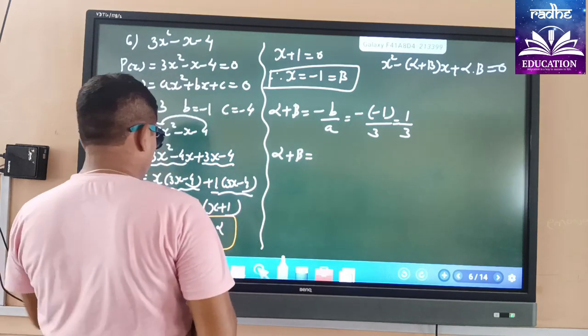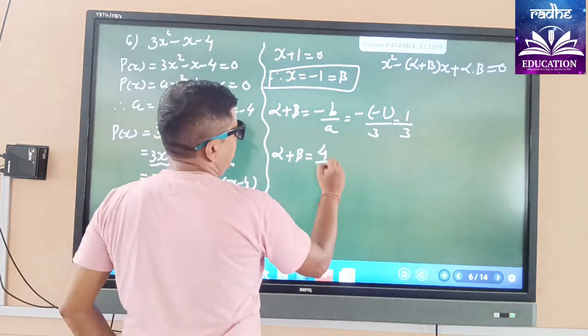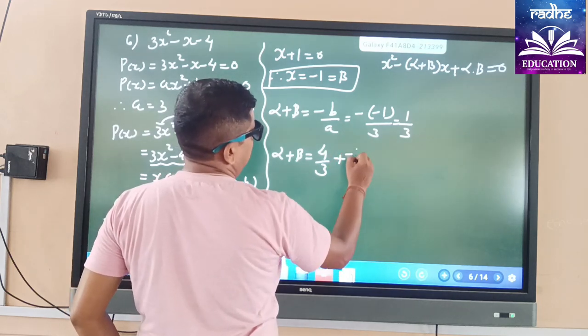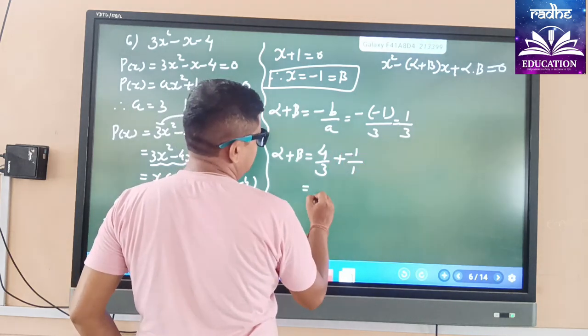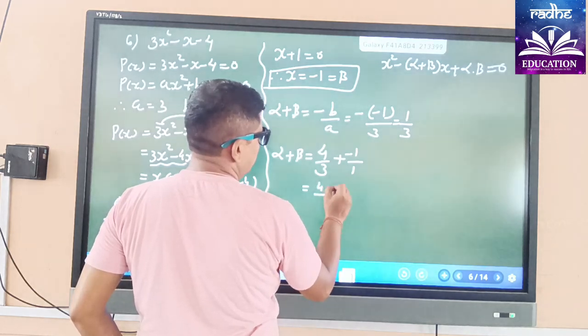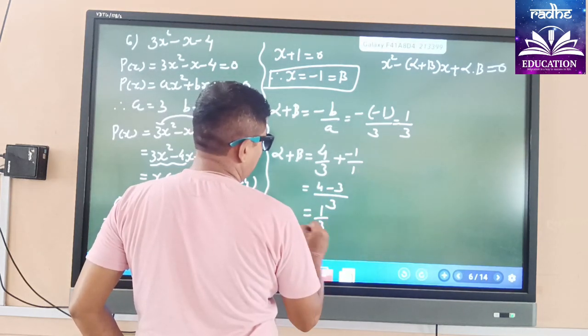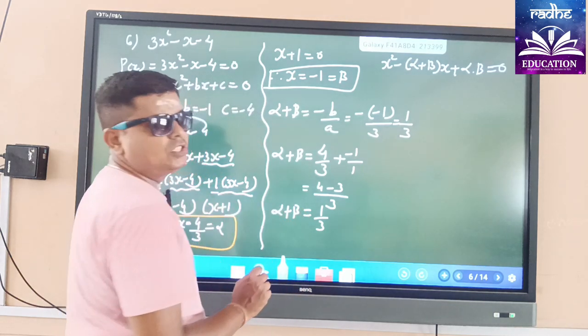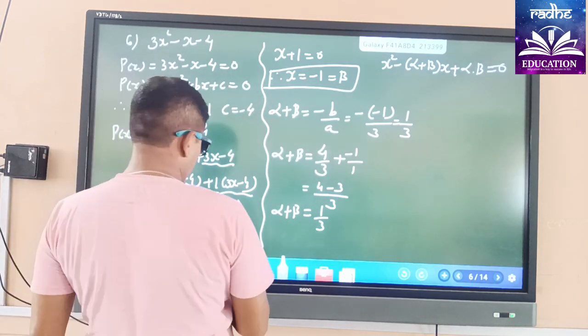Now we will verify alpha plus beta. Alpha value is given here as 4 by 3 and beta value is minus 1. So we will take the LCM. This is 3, 4 by 3 minus 1 gives 1 by 3. So you get another proof of them. So this is the relationship of the coefficients and their zeros. Okay.